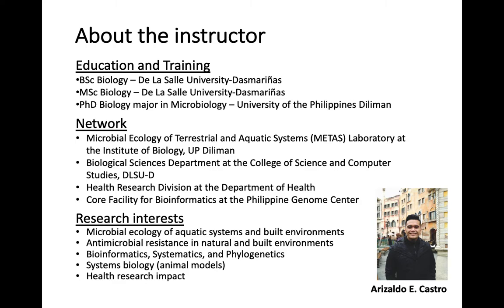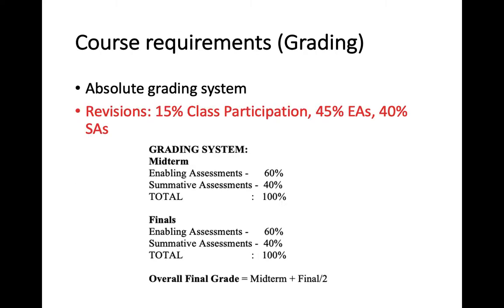Okay, now next, the requirements that we have. The grading system that we are going to follow is the absolute grading system. No transmutation of any sort. So whatever you get will be computed as is. So let's say you have an enabling assessment that is worth 10 points, you get 5 points out of 10, then your score will be 50%. Okay?